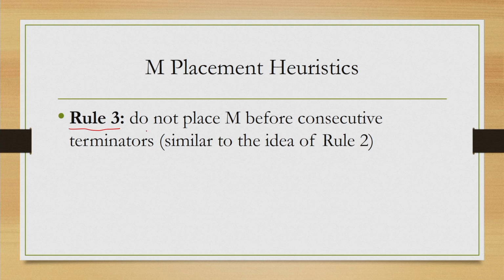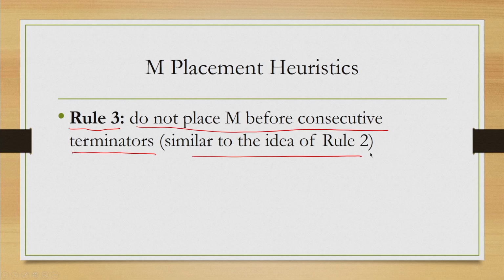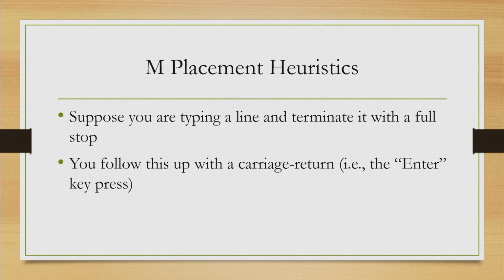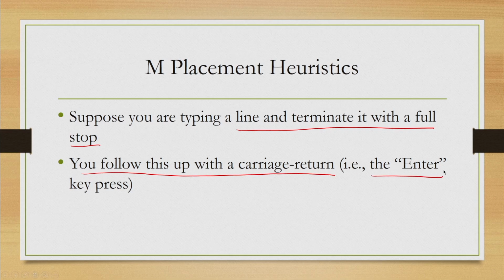Then comes the third rule, the fourth heuristic, or rule 3. It says that do not place M before consecutive terminators. In a way, it is similar to the idea of rule 2. As an example, suppose you are typing a line and terminate it with a full stop. So, at the end of the line you placed a full stop. Then you want to go to the next line, so you follow it up with a carriage return or press the enter key. So, here there are 2 terminators, a full stop followed by a carriage return.